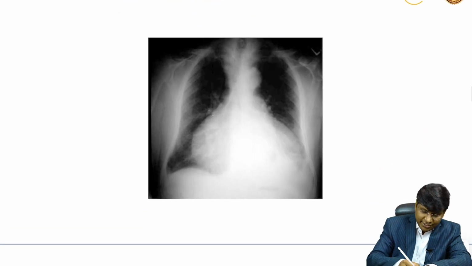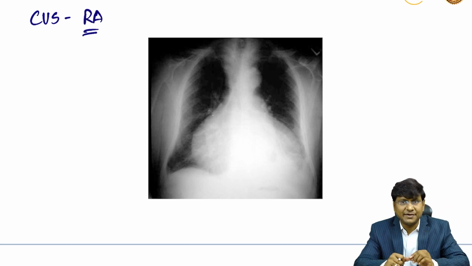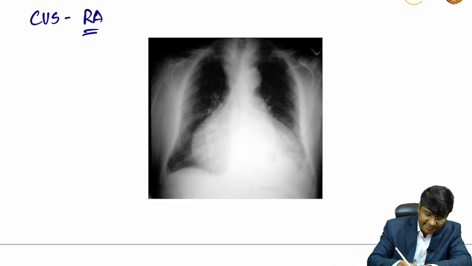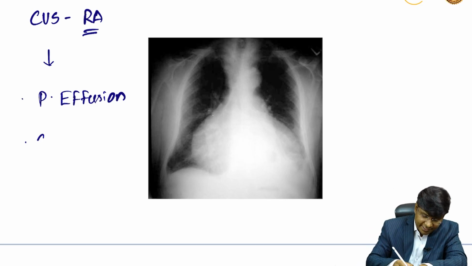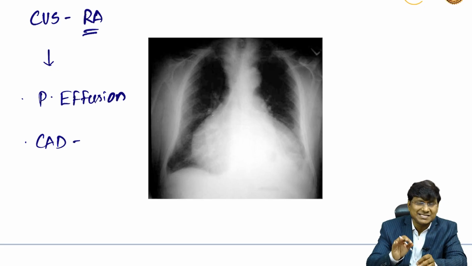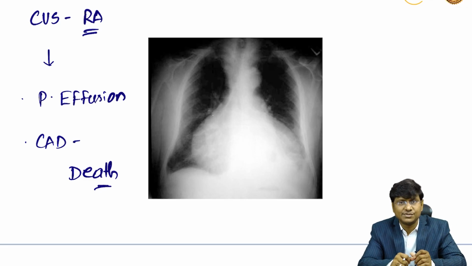Then you need to be aware of the cardiovascular system manifestations in rheumatoid arthritis. Number one, these patients will develop pericardial effusion. As you have pleural effusion in the lung, you have pericardial effusion in the cardiac manifestations, and they also develop coronary artery disease. The cause of death in patients with rheumatoid arthritis is mainly the development of coronary artery disease, right?